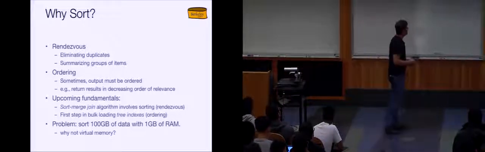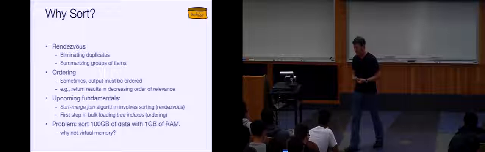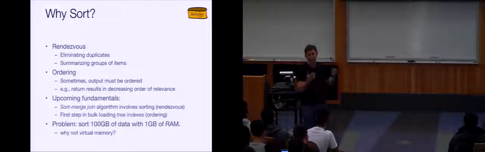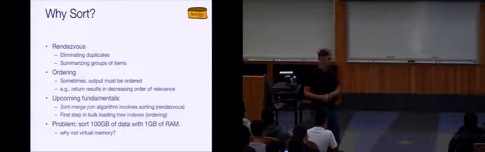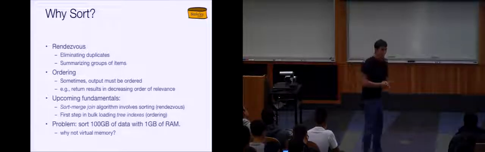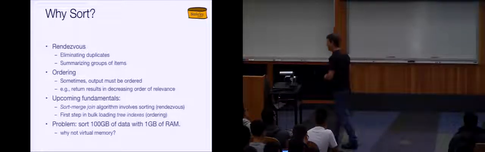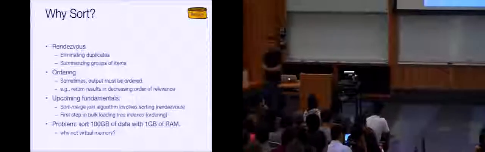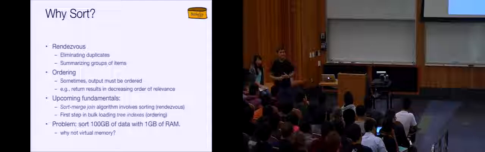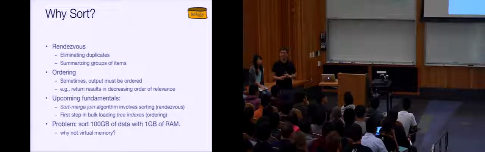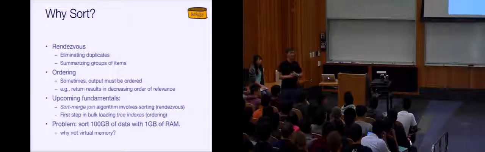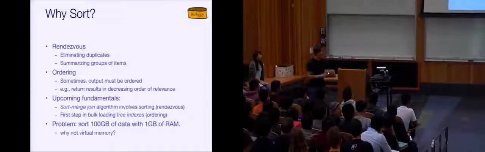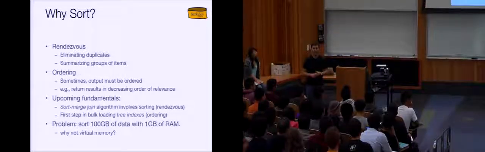So the problem, a simple example of the problem: I give you 100 gigabytes of data and 1 gigabyte of RAM, or I give you 100 terabytes of data and 1 terabyte of RAM. How do you sort that data? Well, you might say, well, memory map that data into virtual memory and then call quicksort. What's wrong with that? Anybody? Anybody who took CS162? What would be bad about, in this scenario, allocating a 100 gigabyte virtual memory file?